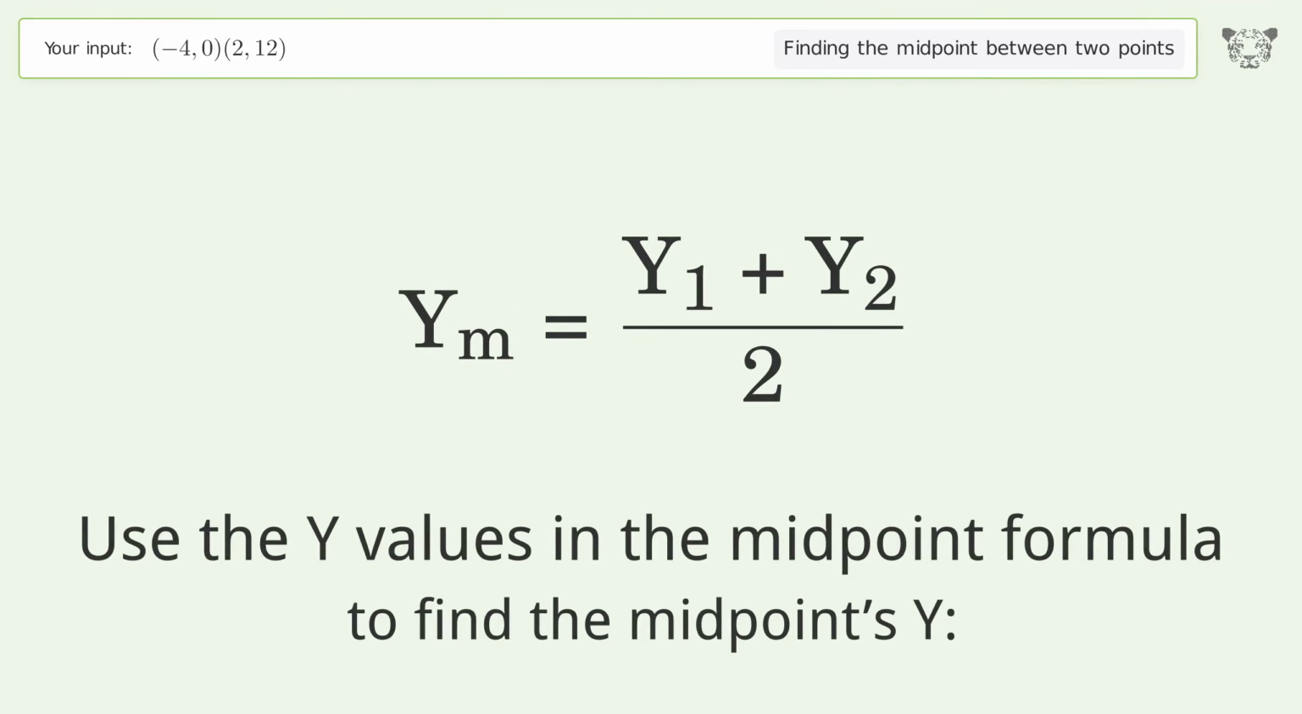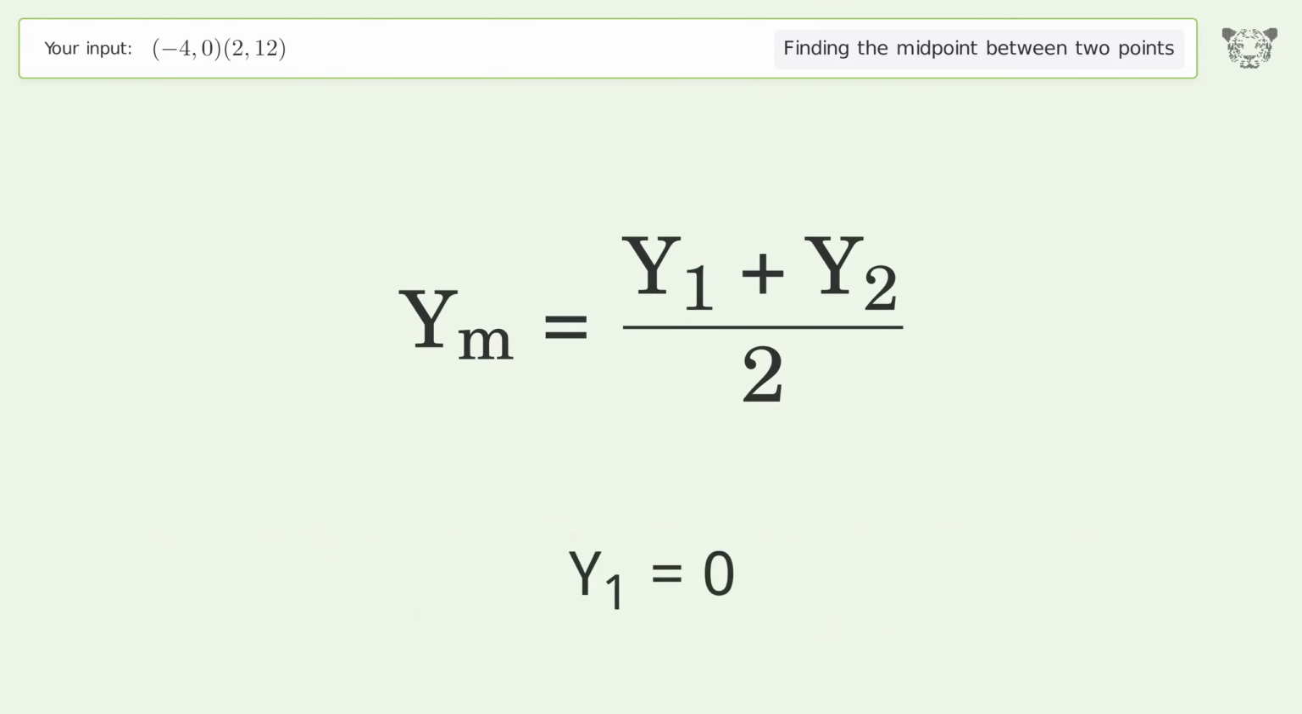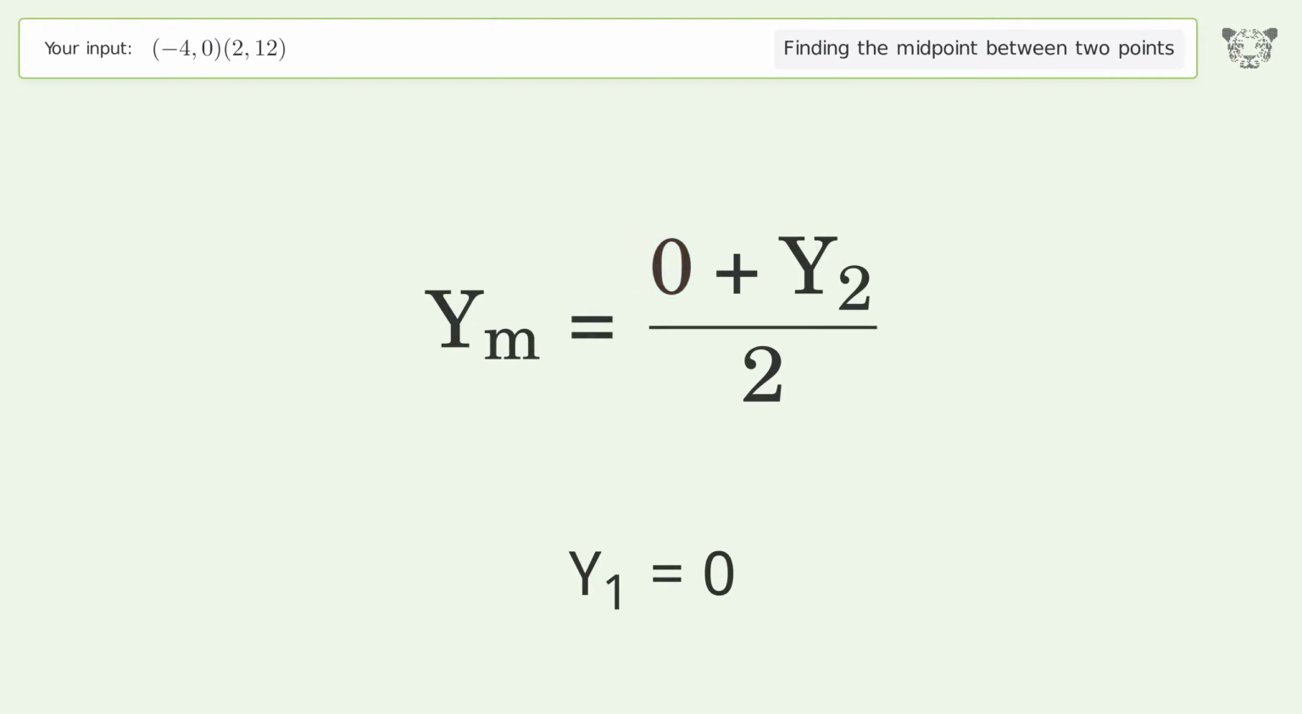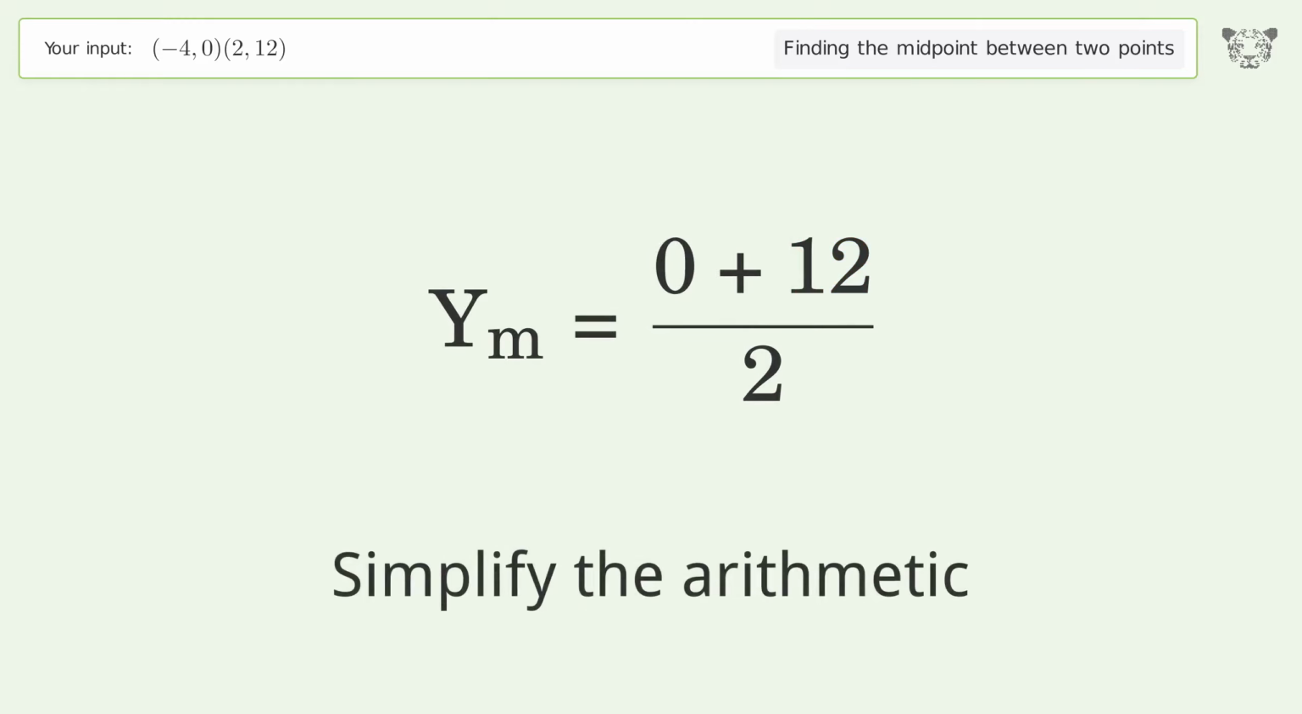Use the y values in the midpoint formula to find the midpoint's y. y1 equals 0. y2 equals 12. Simplify the arithmetic.